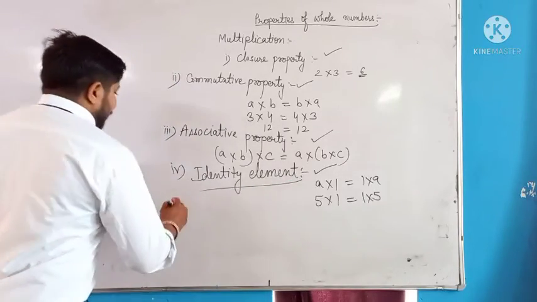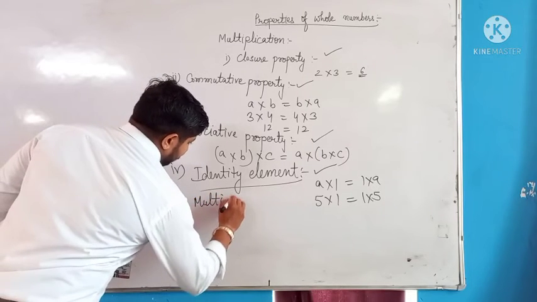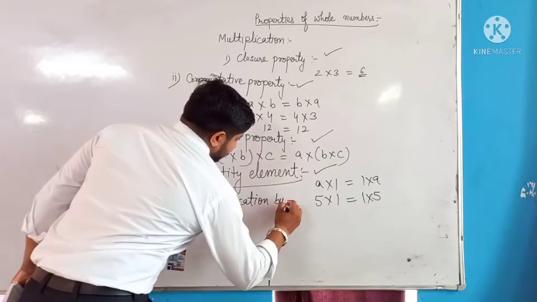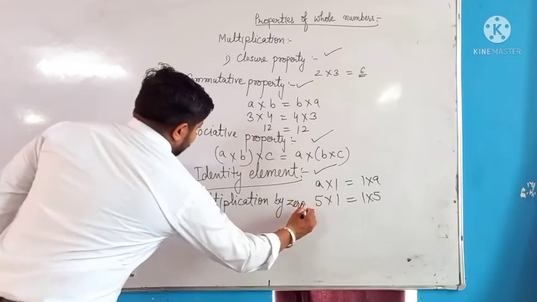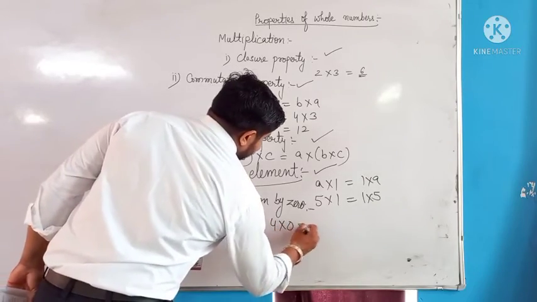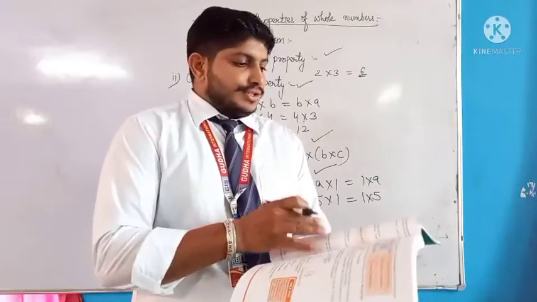Next, one more property here, multiplication by 0, beta. In multiplication by 0, if we multiply any number by 0, then our answer comes 0. Okay, all these properties we have discussed right now.